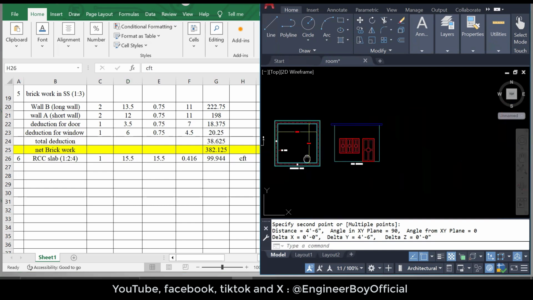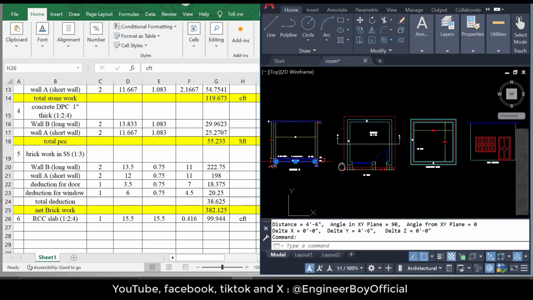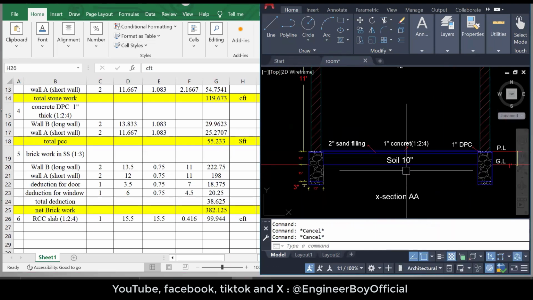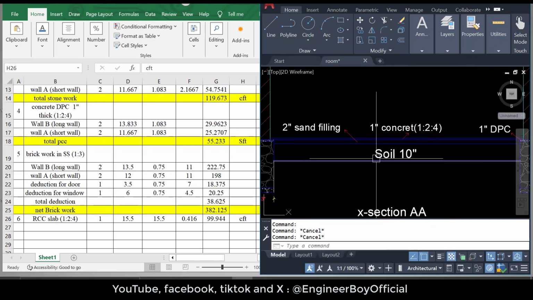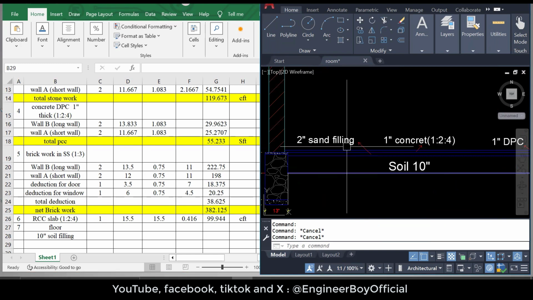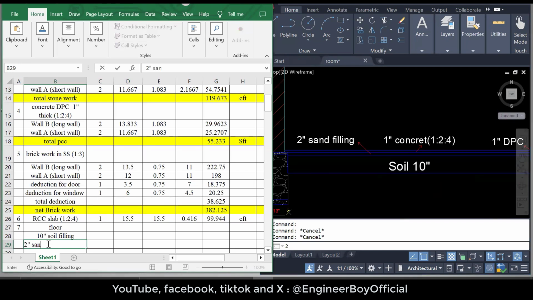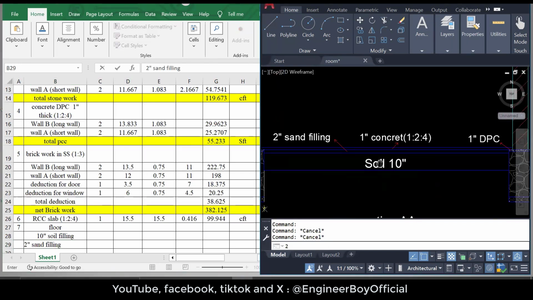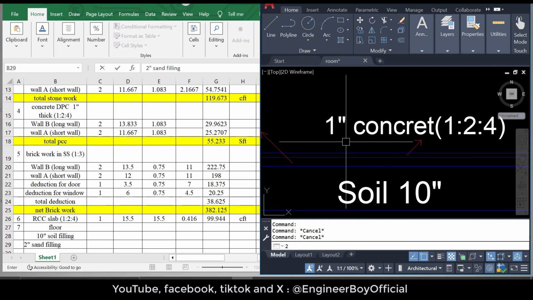Now next, let's focus on the floor. In the same drawing, as you can see, we have the floor, and there we have 10 inches soil. So let's say number 7, and that is about the floor. In the floor we have 10 inches soil filling. We will calculate that, and then we have 2 inches sand filling. So let's type 2 inches sand filling. And then above the sand filling, we have 1 inch concrete, which is 1:2:4.